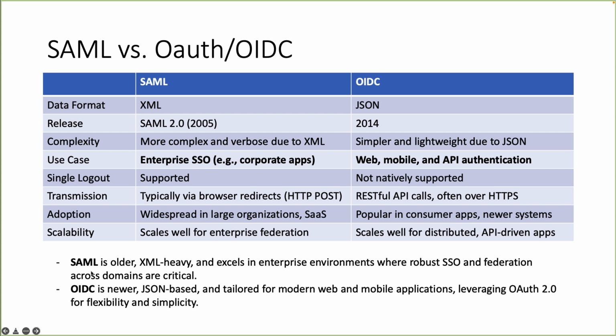So in short, SAML is older, XML heavy, and excels in enterprise environments where robust SSO and federation across domains are critical. And OIDC, on the other hand, is newer, JSON-based, and tailored for modern web and mobile applications, leveraging OAuth 2.0 for flexibility and simplicity.